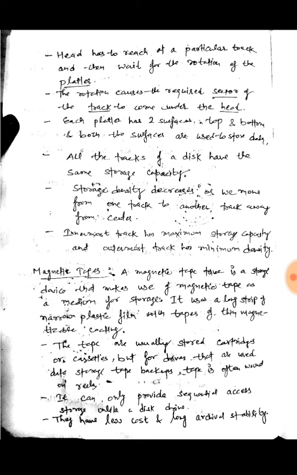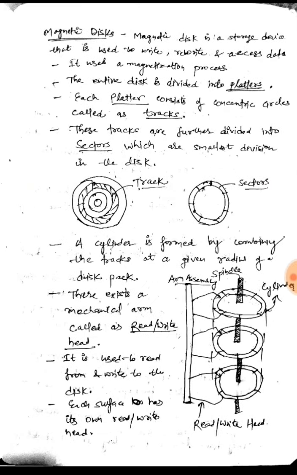All the tracks of a disk have the same storage capacity. As you can see in this picture, there are several tracks. All these tracks have the same capacity to store data, that is, the same amount of data can be stored in each track, but the density will be larger for the track which is closer to the center. As the radius is less, its area will be less, but the same amount of data is stored in this track which is closer to the center. So the density would be high, that is, more data is stored per unit area.